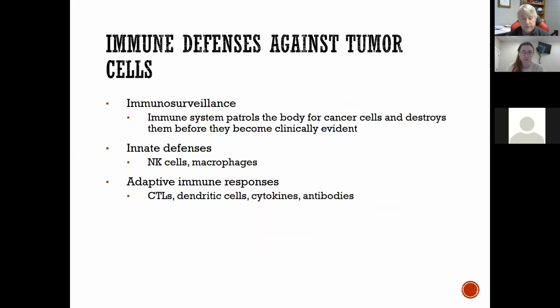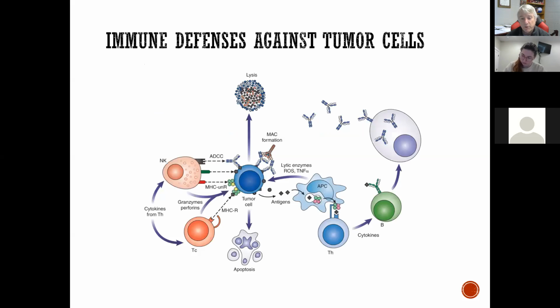The adaptive immune response: the cytotoxic T lymphocytes, the CTLs, dendritic cells, cytokines, and antibodies, all of those playing a role in this. You see tumor necrosis factor. We see ADCCs. We see some major histocompatibility, unrestricted and restricted. We see perforins being produced. Apoptosis there with cell death and lysing of the tumor cell, different ways of attacking it.